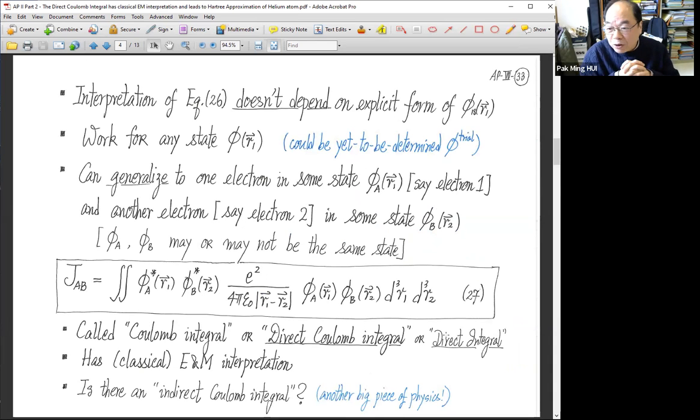That could be generalized to the case where the two electrons are now in different single particle wave functions, A and B. As long as it is of this form, it allows a classical physics Coulomb interpretation.